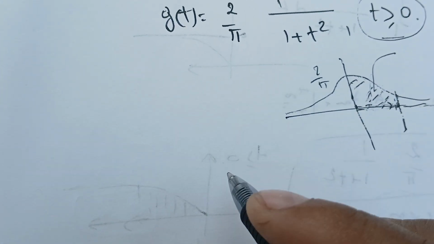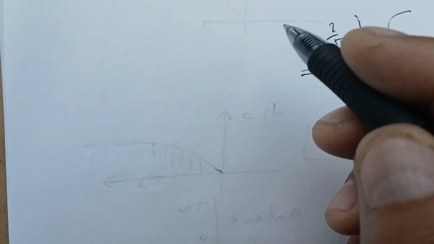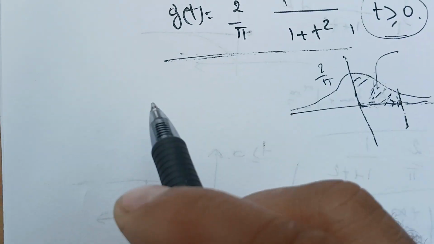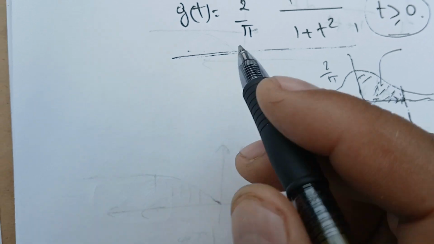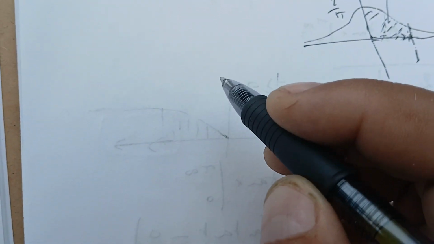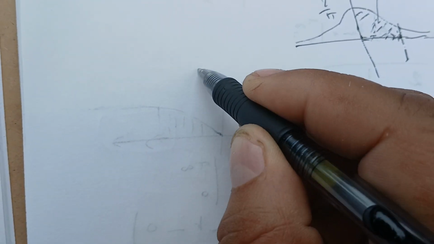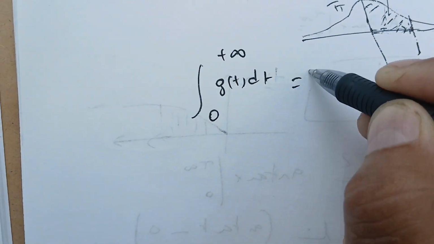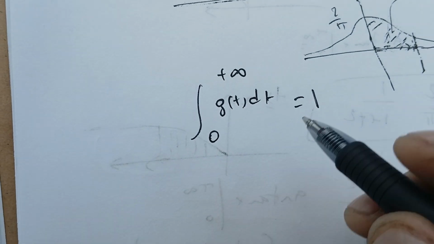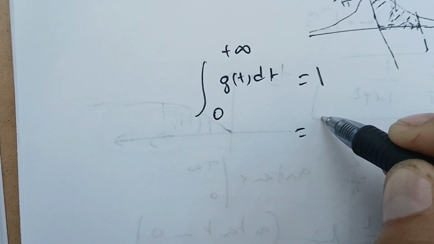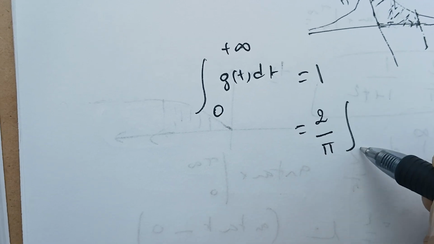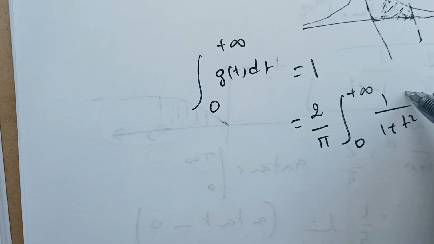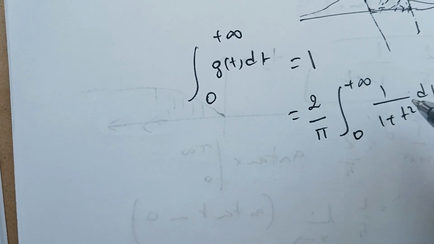If we compute this probability, this is a probability density function, so we have to check that. That means we need to verify that the integral of g of t dt between 0 and plus infinity is equal to 1. Let's do that first. If we take 2 over pi outside, we have the integral from 0 to plus infinity of 1 over 1 plus t squared dt. And we know this as the arctangent function.